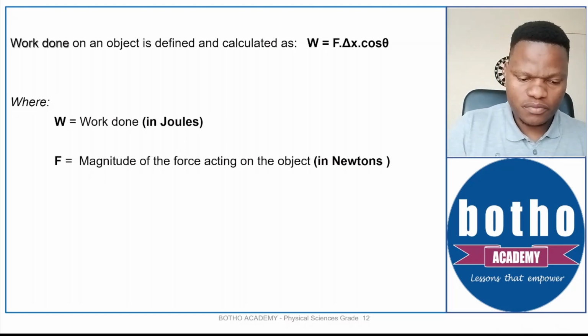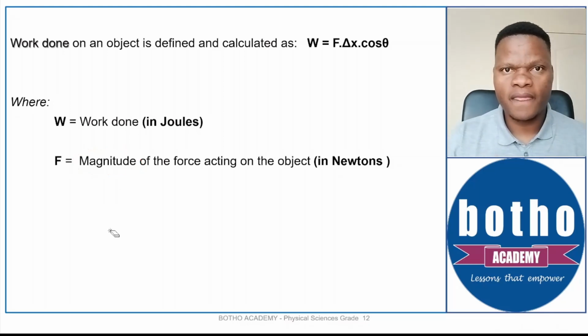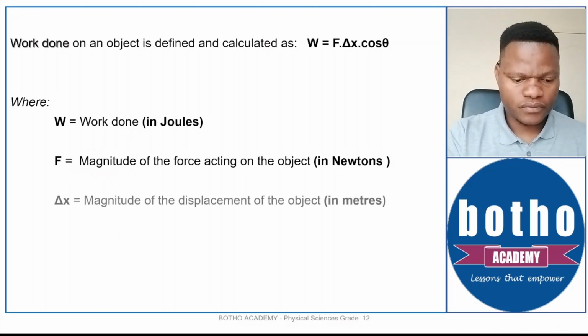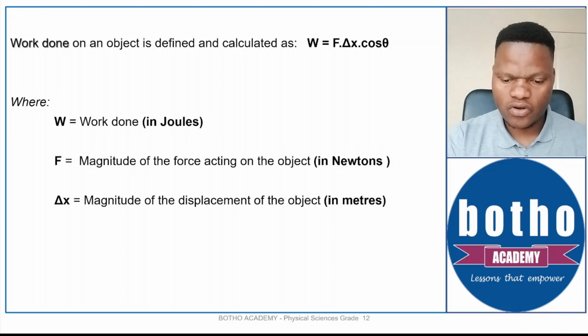Now, one of the most important things that you have to consider there is that here we are only dealing with the magnitude of the force. We don't consider the direction of the force, so that is not important for the calculations here. That will be taken care of. Okay, delta X is the magnitude of the displacement of the object.